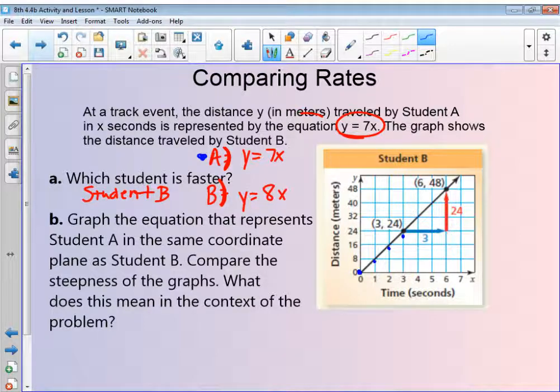At 4 seconds, 4 times 7 is going to give me 28. So 28 meters is probably right in the middle here. Okay, so now we can see that when I draw my line through these, I still have a linear function. But once again, student A, which is, I guess, the red line that I used instead of the blue, this person is actually slower. They were running at a slower pace. They didn't get as far as person B did in the same amount of time. Okay, so that's comparing rates.